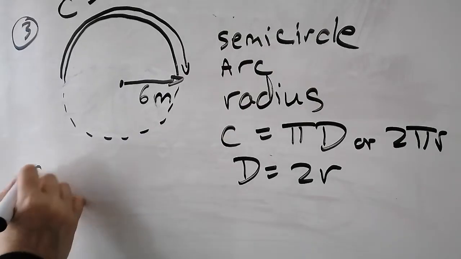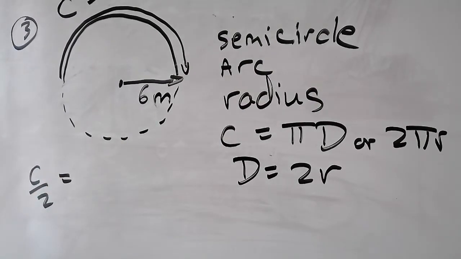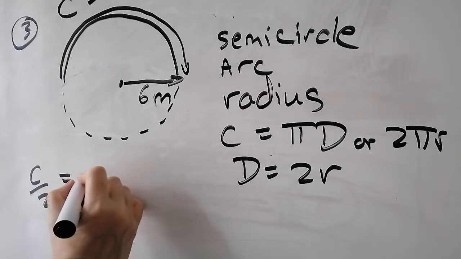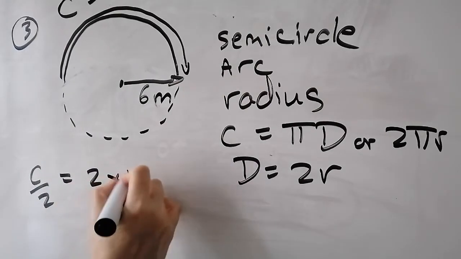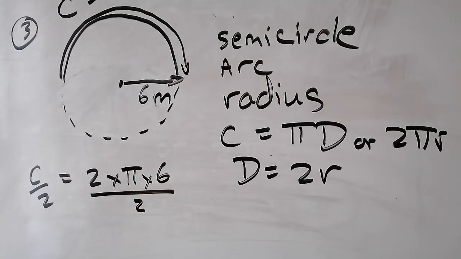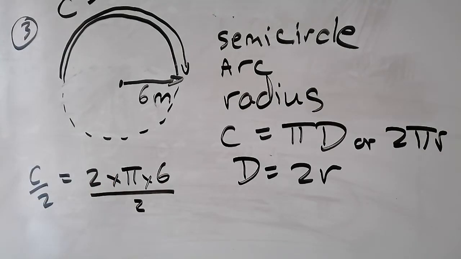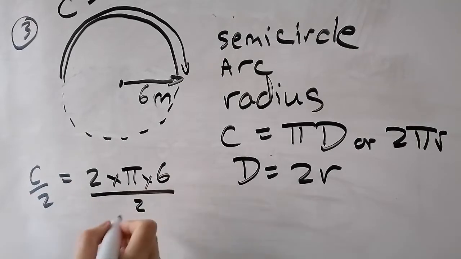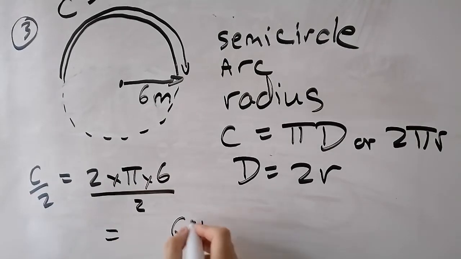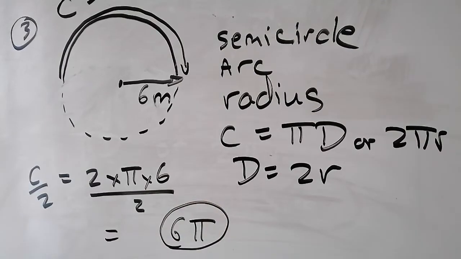So we can write down C over 2, which immediately gives us the arc length of that semicircle, is equal to 2 times pi times 6, also over 2, because we know that C is equal to 2 pi r. And that gives us 12 pi over 2, and that gives us 6 pi. And that is one of the answers that you can choose from. And so that's your answer.